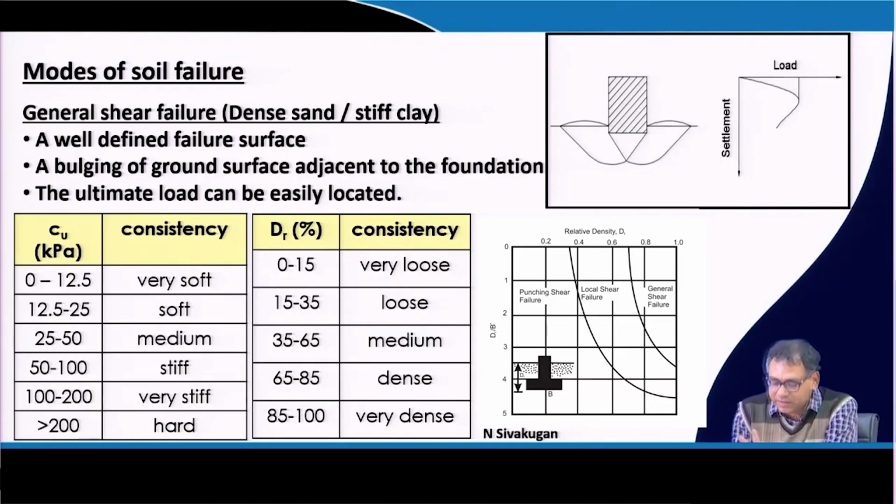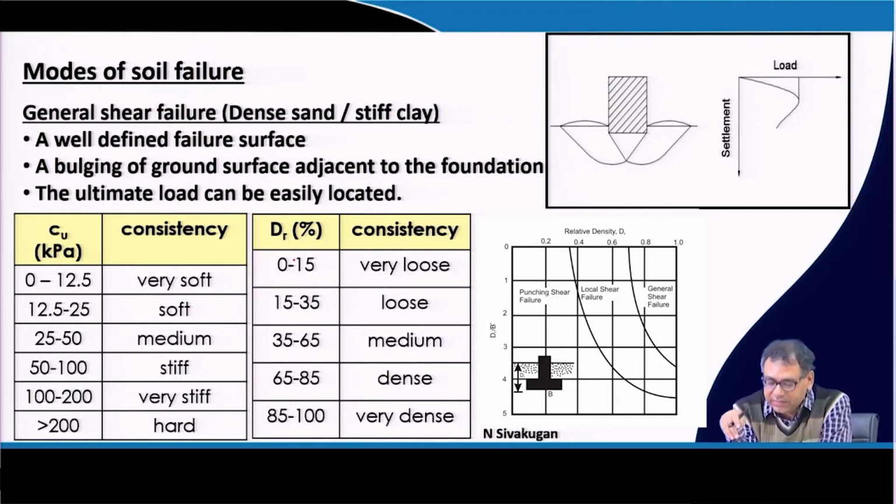If the relative density is between 35 to 70, there will be local shear failure. If it is less than 35%, then there will be punching shear failure. So, we can see that for loose and very loose sand, where the relative density is less than 35, there will be punching shear failure.